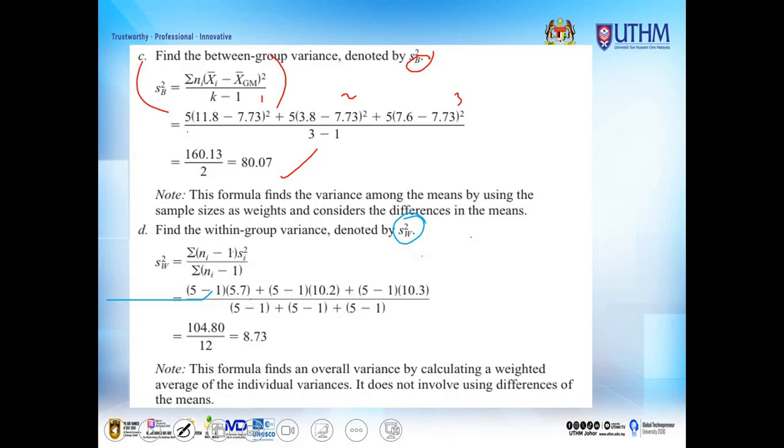5 minus 1 times 5.7, plus 5 minus 1 times 10.2, plus 5 minus 1 times 10.3, divided by 5 minus 1 plus 5 minus 1 plus 5 minus 1, which means 3 times 4, which is 12. So you got 12, total up this, and you will get the value within group. Within group is 8.73. So this formula finds the overall variance.